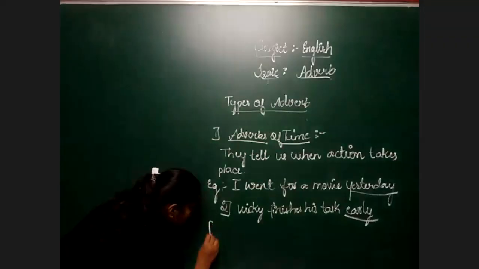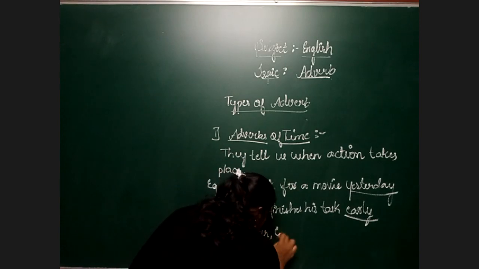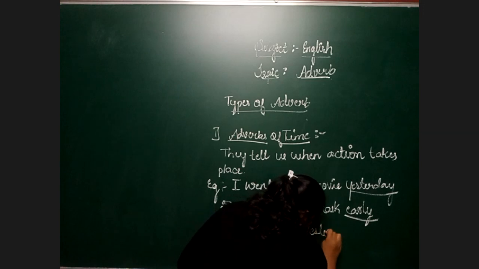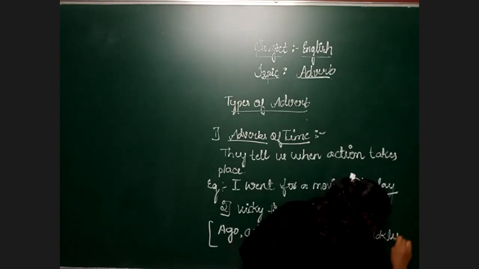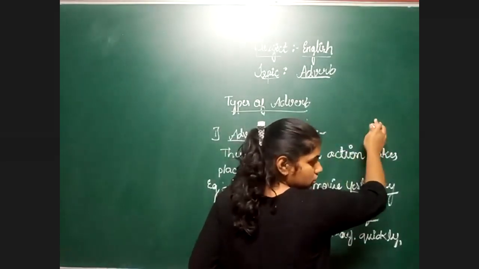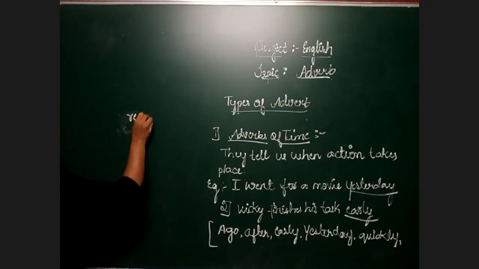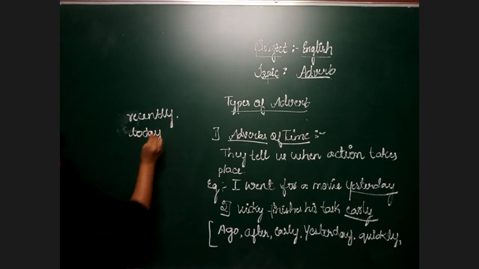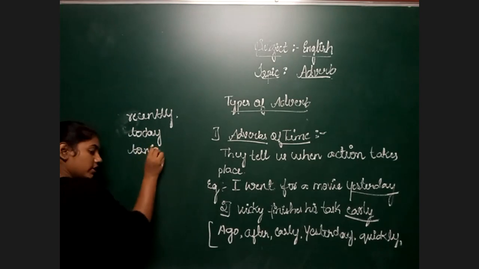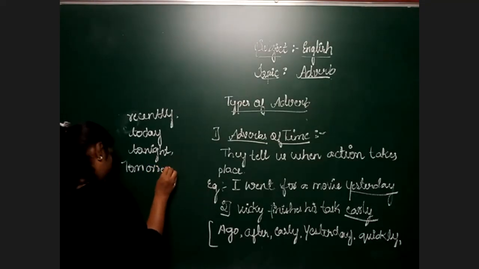For example, what are the words you will get here? Ago, and then after, early, and then yesterday, and quickly, recently. I'll write the rest of the words here. Recently, and then today, and then tonight, and then tomorrow, etc. are used for adverbs of time.